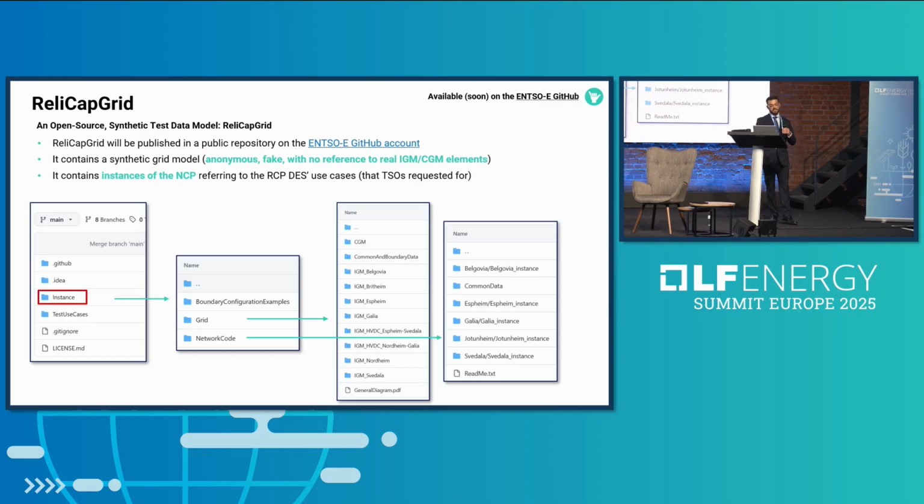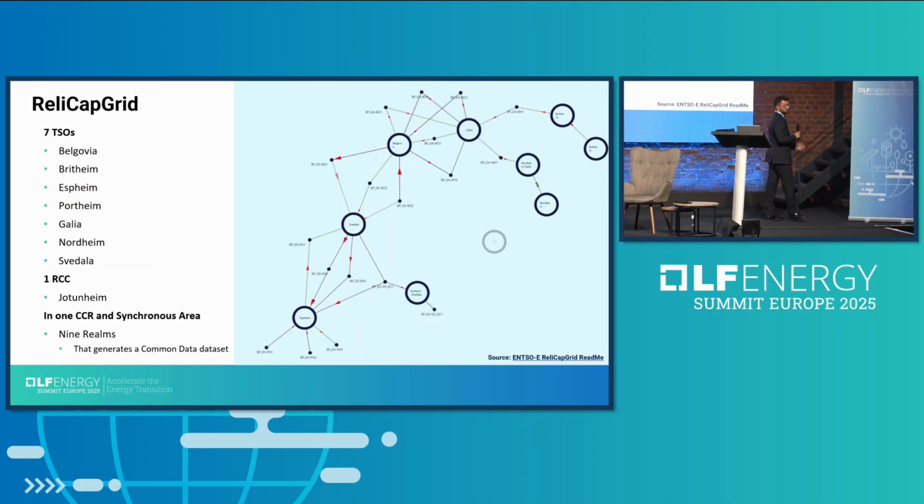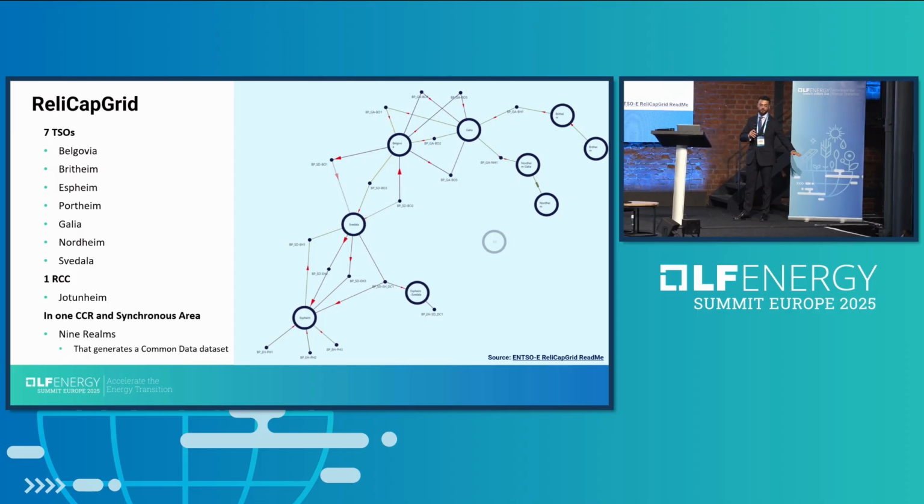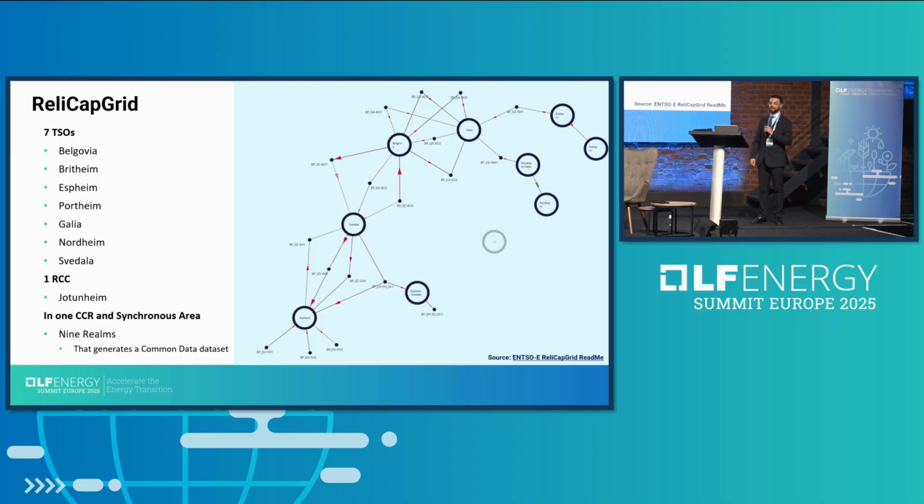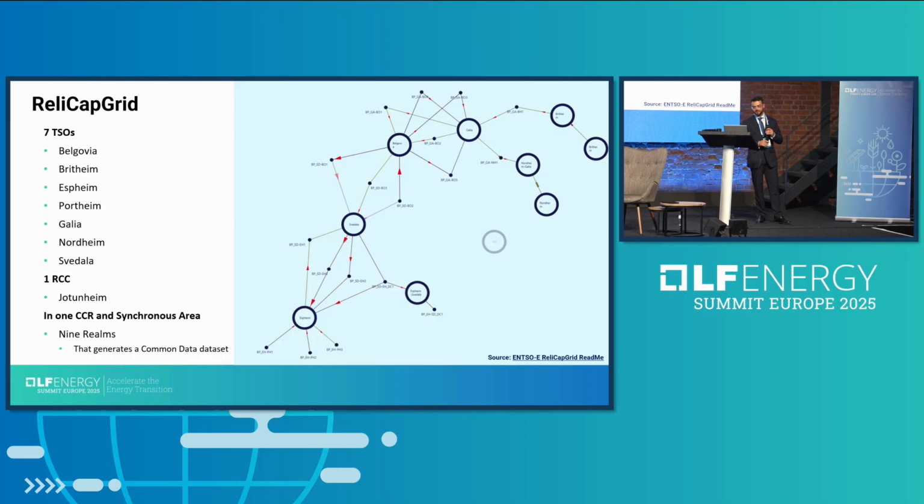This is the structure, as I just said, and it is a synthetic grid, not having any reference to real equipment of TSOs. And yeah, it represents something physical. As you might guess, someone was reading The Lord of the Rings when we were inventing these names. They are composed of 7 fictional TSOs, 1 RCC, and they all live together in one CCR, or coordinated capacity coordination region, sorry, which is called the 9 realms. Why is it 9 realms and 7 TSOs? Yeah, we're not good at giving names.